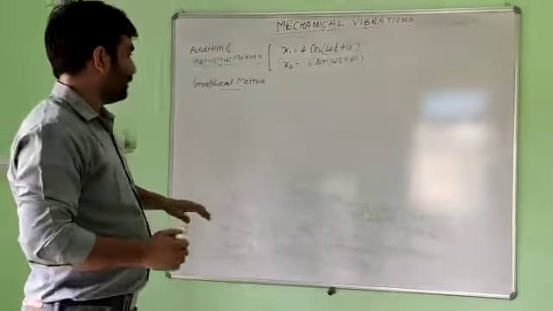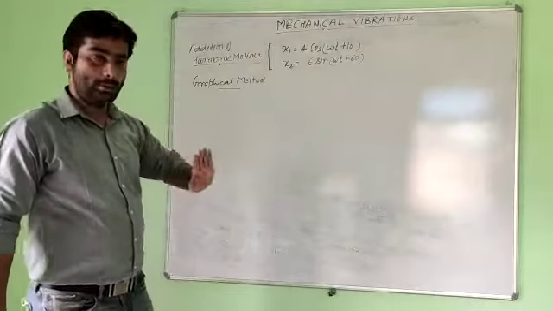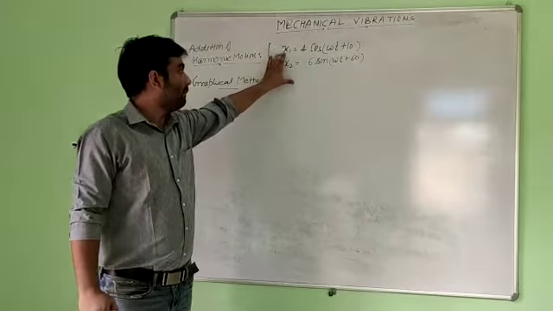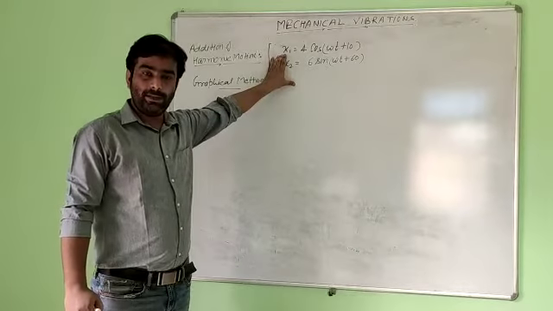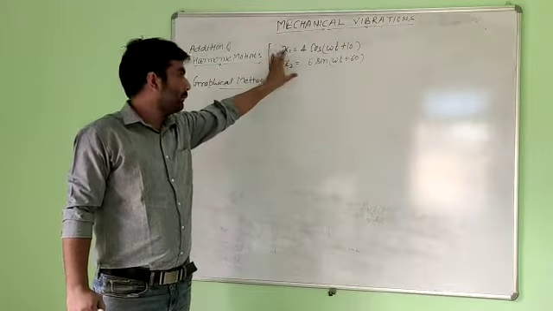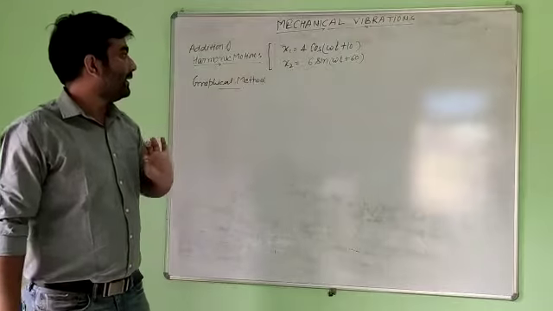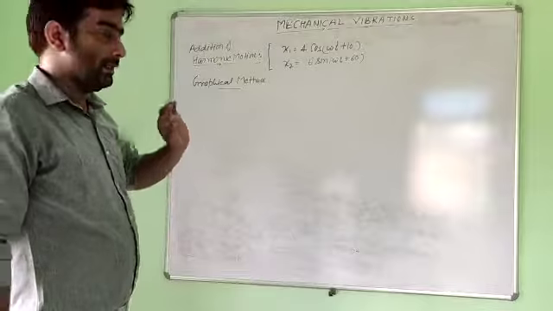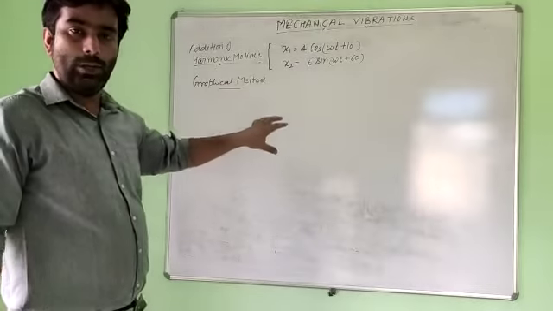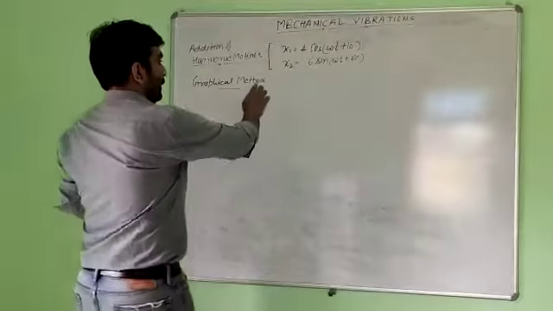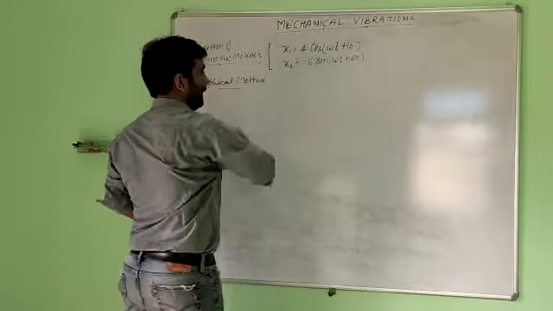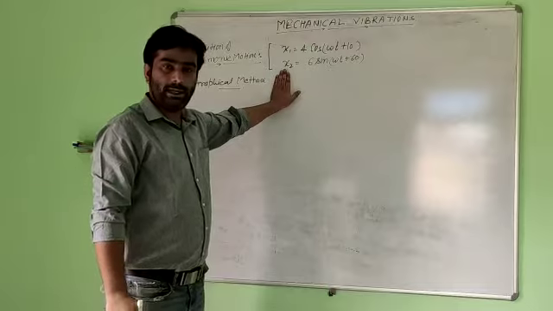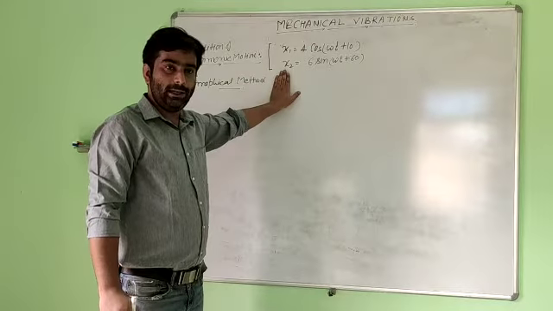We have already covered the topic: any harmonic motion can be represented with the help of a vector. This is the vector method of representing harmonic motion. The same concept we are going to apply here. We can represent x1 with the help of a vector, and we can represent x2 with the help of a vector. Then we will calculate the resultant.